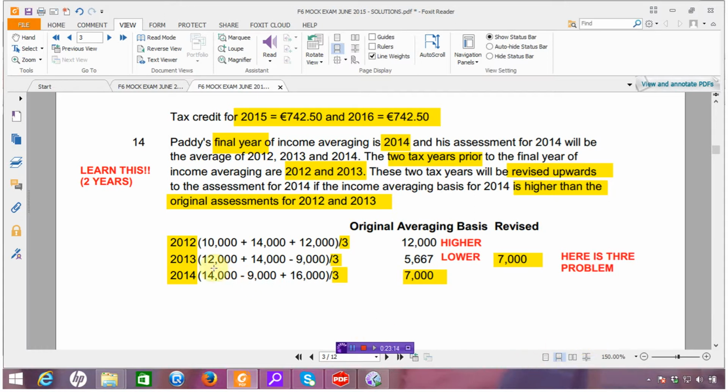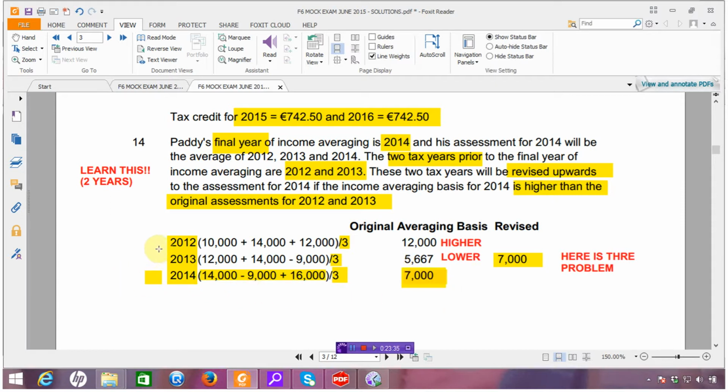Now, these numbers here, although it looks a little bit confusing, are simply the 3 years. The 3 years in order. Note that the loss there is included. It's just deducted. Okay, so we've got a 2014 year. That's his final year of averaging. And the assessment for that, as you'll see, is 7,000.